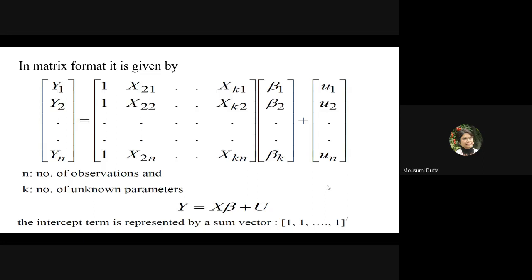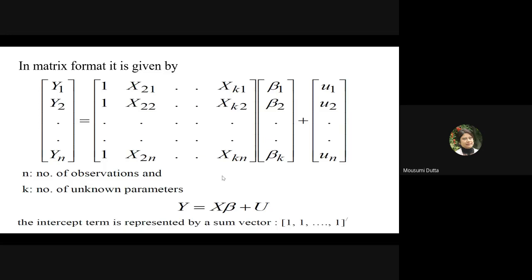So here, the independence between all x's will be presented by the statement that the X matrix has full column rank. That is, the rank of this X matrix is equal to K. There are K independent columns in it. So the rank of the matrix is equal to K.